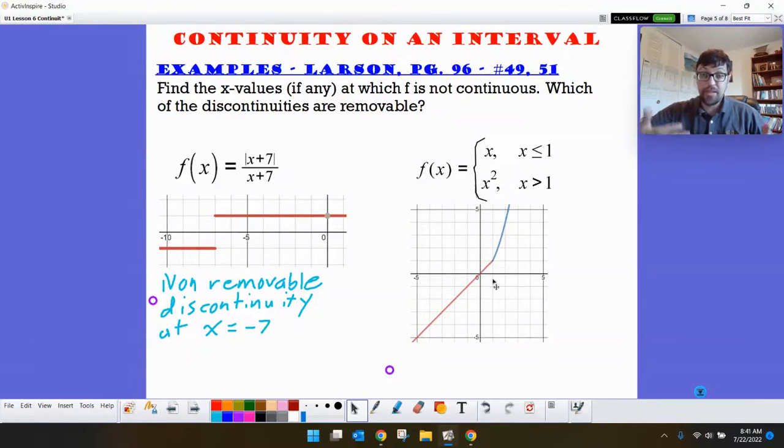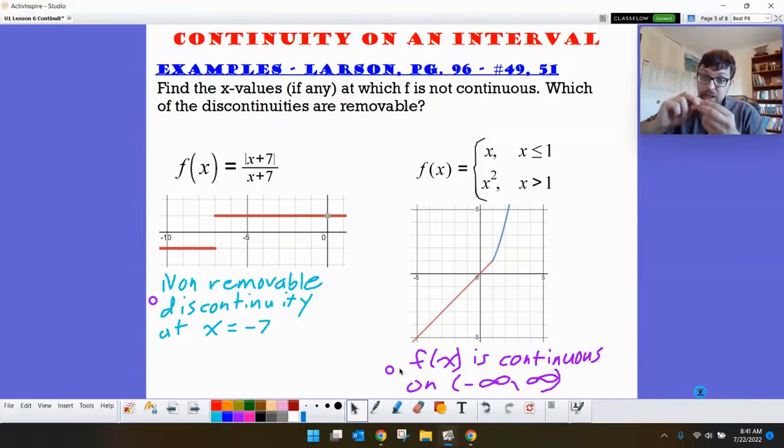Our limit does exist. Then we need to make sure, hey, when they get there, is that same value true? Yes. If we put 1 in there, that's a 1. If we put a 1 into x squared, that's 1 squared, that's a 1. So this one is continuous because we just need to check that single point. X is a polynomial, it's continuous. X squared is a polynomial, it's continuous. We just have to check that spot where the two are meeting up.